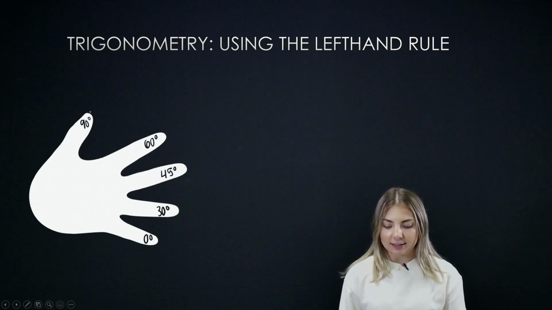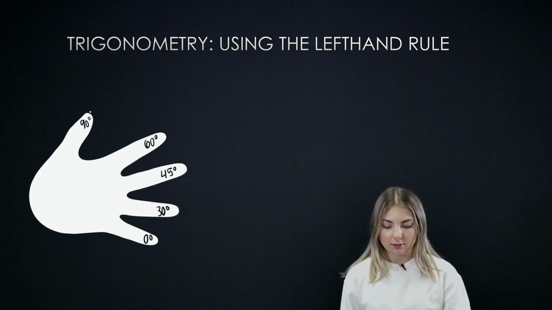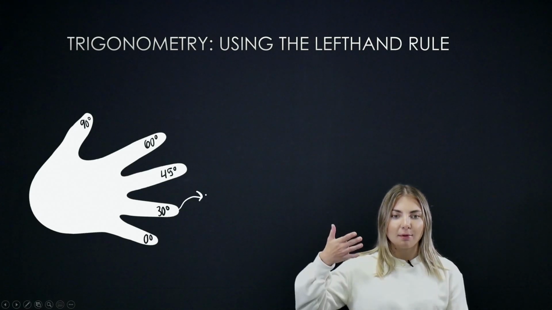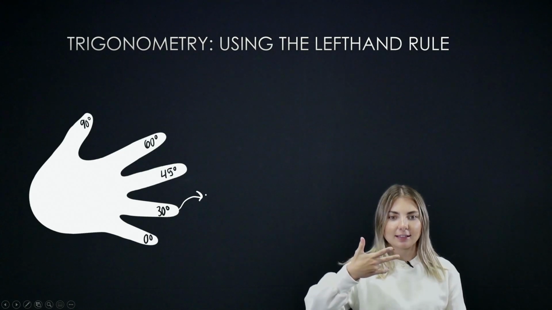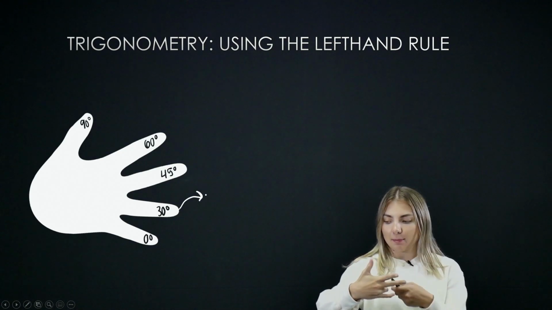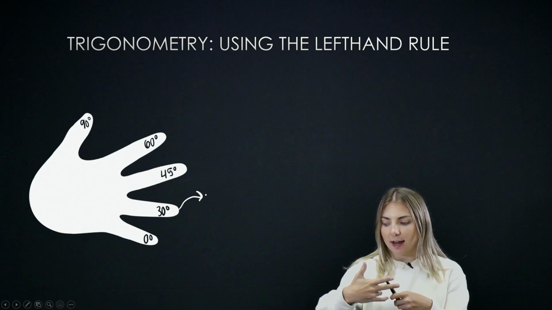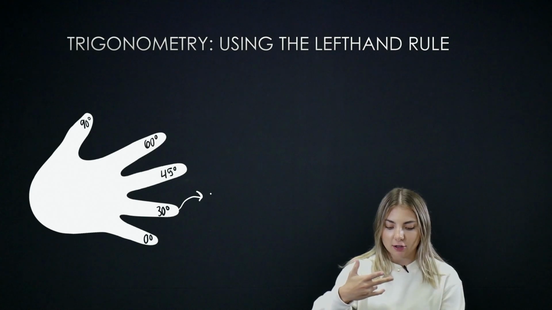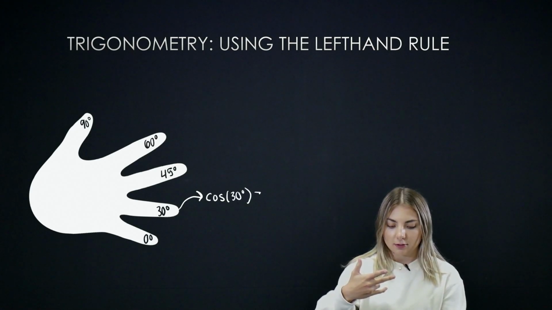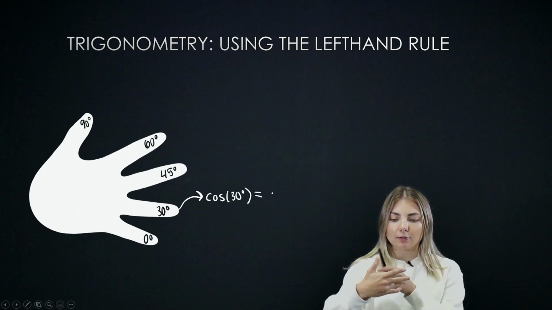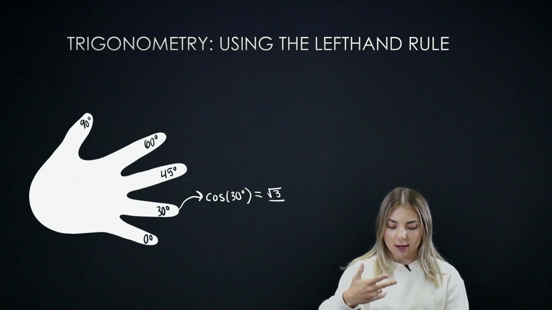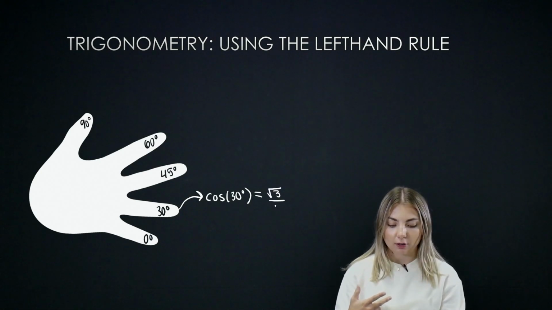So first, let's start with 30 degrees. If we put this finger down, I'll put my hand up to show, like this, we can look at the top part of our hand as cosine and the bottom part as sine. So let's say that we want to find cosine of 30 degrees. So we're going to count our fingers, 1, 2, 3, square root of this. And then this is always going to be over 2 for all of these.